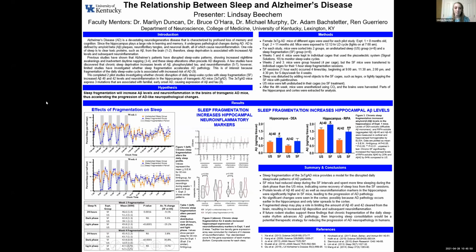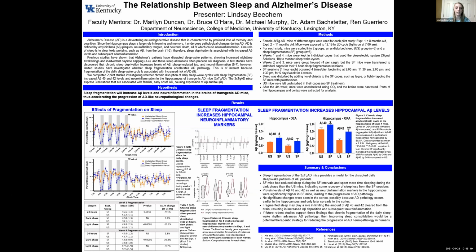Okay, so my name is Lindsay Beechem, and I'm going to talk to you all today about the relationship between sleep and Alzheimer's disease. My main faculty mentor was Dr. Marilyn Duncan, but I also had a lot of other professors who also worked on the project with us. So Alzheimer's disease is a neurodegenerative disease that is characterized by profound loss of memory and cognition. It's also defined by amyloid beta plaques, neurofibrillary tangles, and neuronal death, all of which cause neuroinflammation.